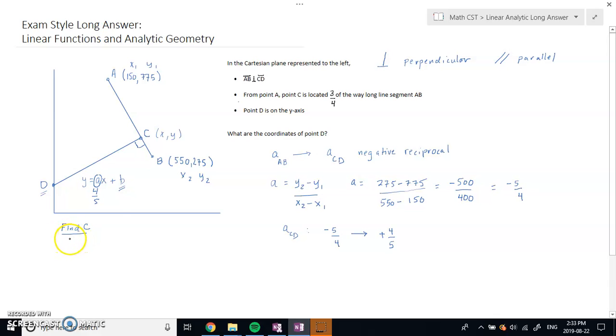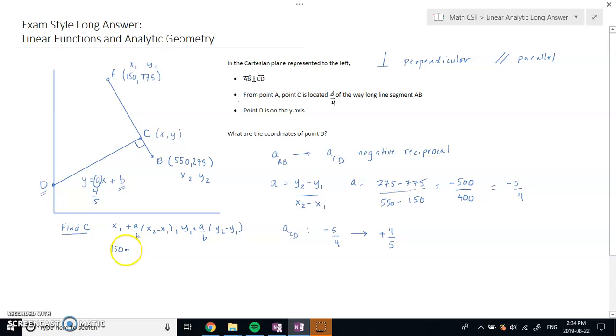To do that, we need our division point formula, which is x1 plus a over b times (x2 minus x1), and the same for y, y1 plus a over b times (y2 minus y1). And here we go. Let's look at our x1, y1. It has to be point A because it's from point A, and they also named the line segment AB. So we can use the same labels for A and B.